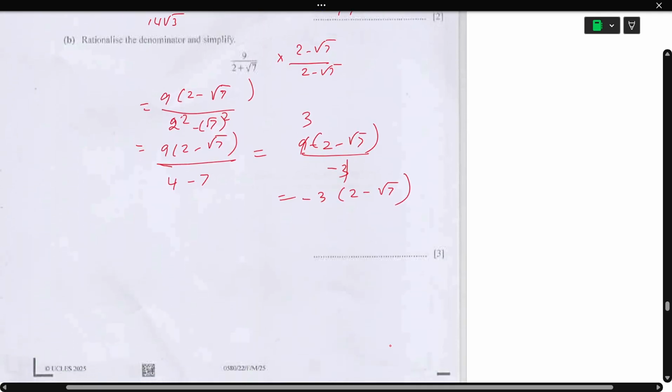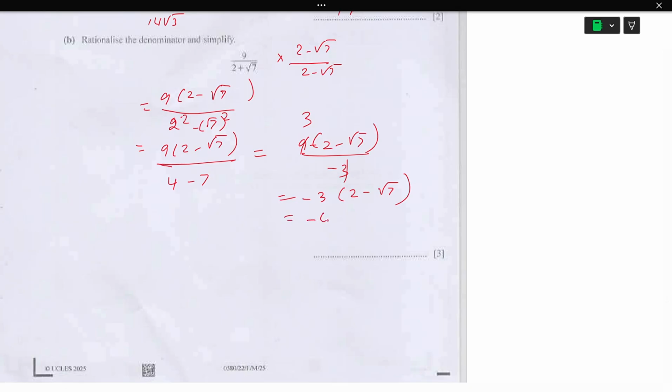So we'll simplify. I'll multiply inside, negative 6 plus 3 root 7. So the final answer is going to be 3 root 7 minus 6. Okay, next one. Write down the coordinates of the point where the graph y equals 5x minus 3 crosses the y-axis, so x equals 0. When you put x equal to 0, y equals negative 3.